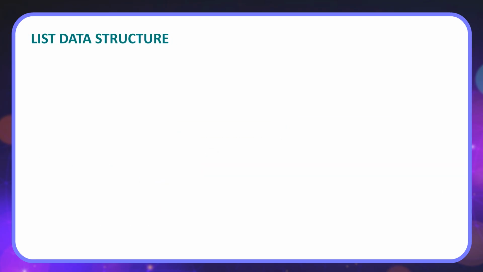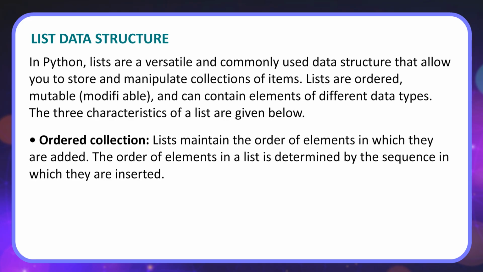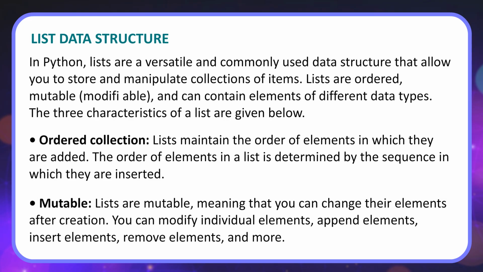List data structure. In Python, lists are a versatile and commonly used data structure that allow you to store and manipulate collections of items. Lists are ordered, mutable, modifiable, and can contain elements of different data types. The three characteristics of a list are given below. Ordered collection: lists maintain the order of elements in which they are added. The order of elements in a list is determined by the sequence in which they are inserted.